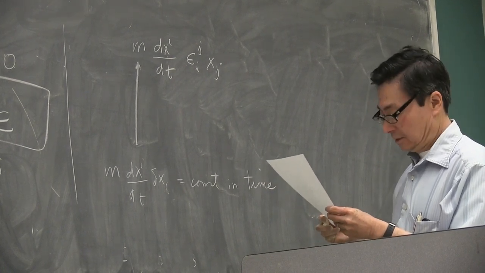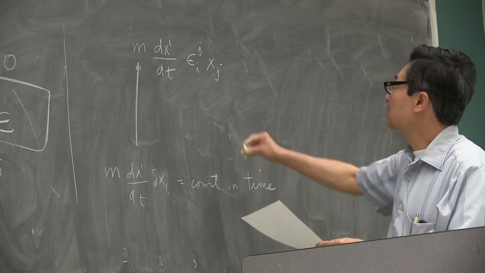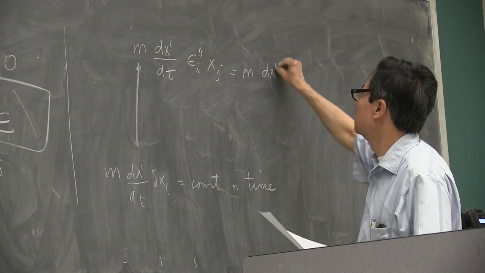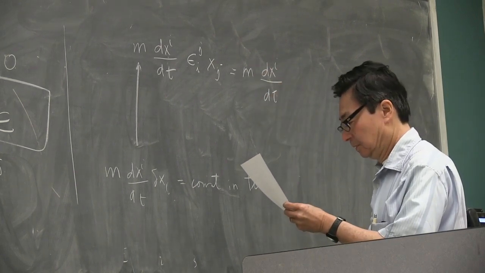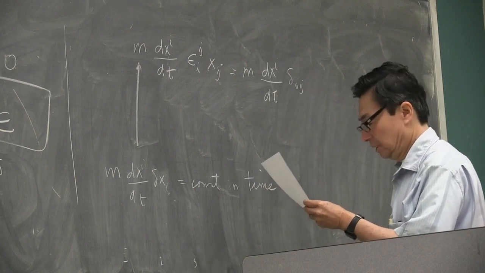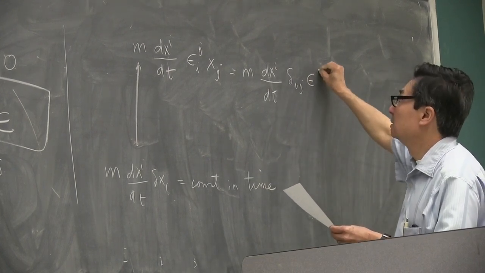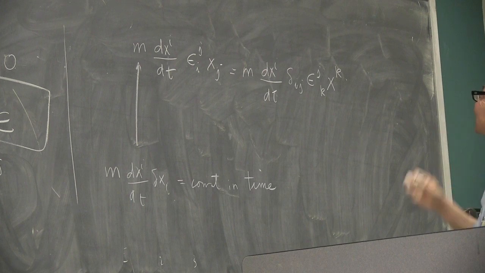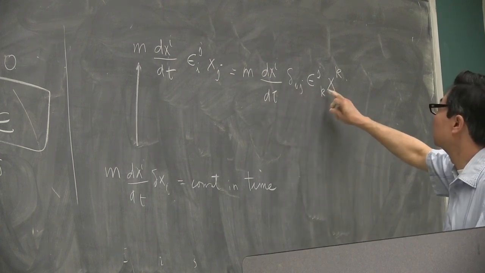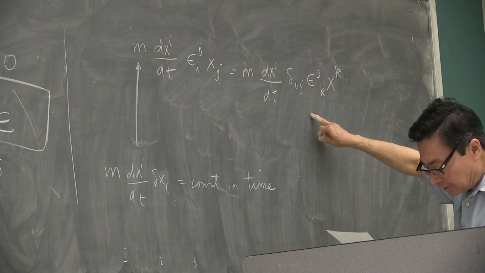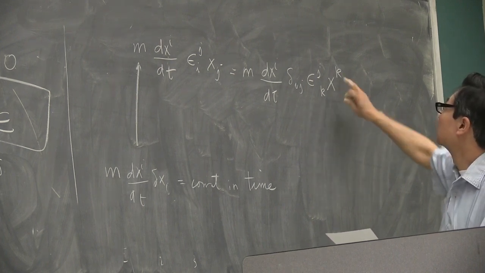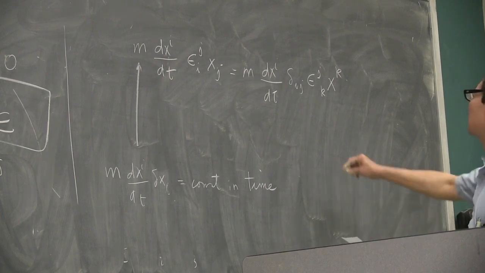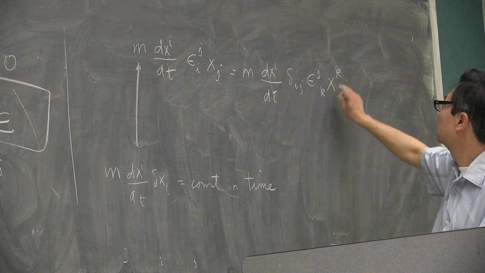I'm going to write this, because I want to write this x lower in terms of x upper. And so I'll write this as m xi dot, delta_ij epsilon_jk xk. Because delta_ij xk, yeah, like that, okay. So then there are really three sums in here, i, j, and k.